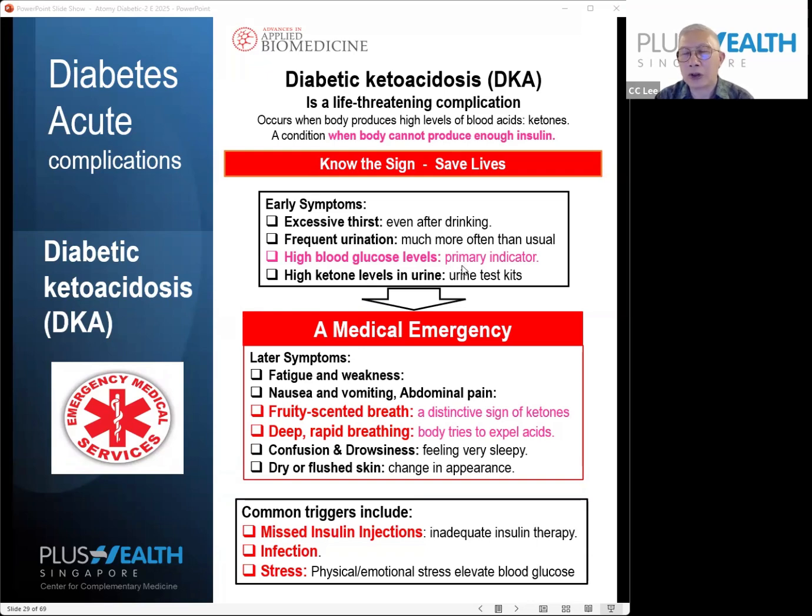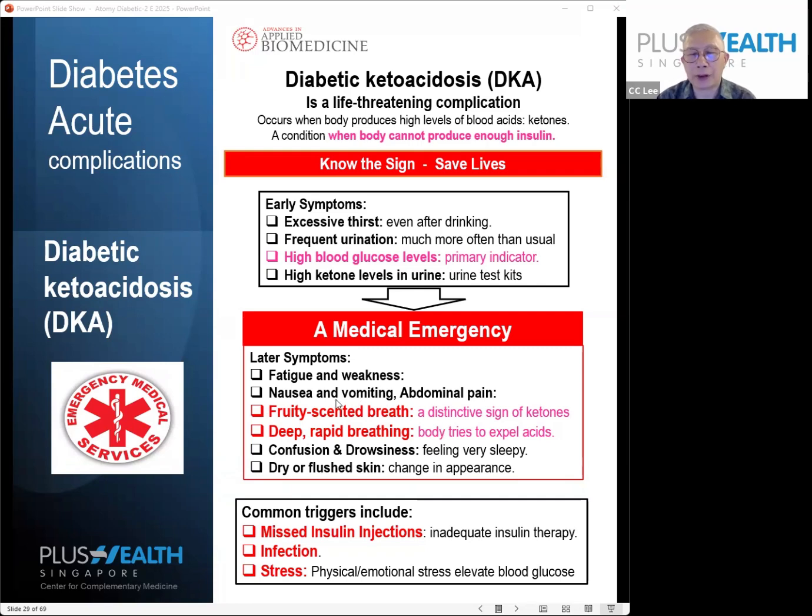Now, once this condition is not contained, the condition will turn into a more serious medical emergency, where typically the symptom is a fruity-scented breath. This is very distinctive of ketones. So if you have this indication, it means that you're suffering from DKA, and this is a medical emergency. And deep rapid breathing is also a very common emergency symptom for patients.